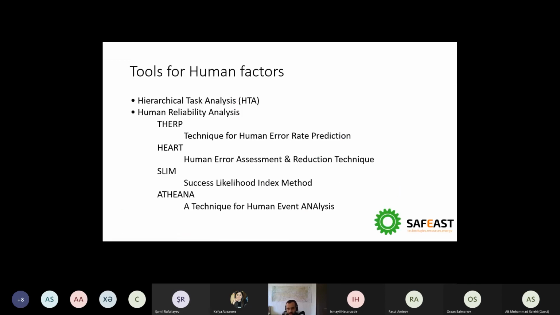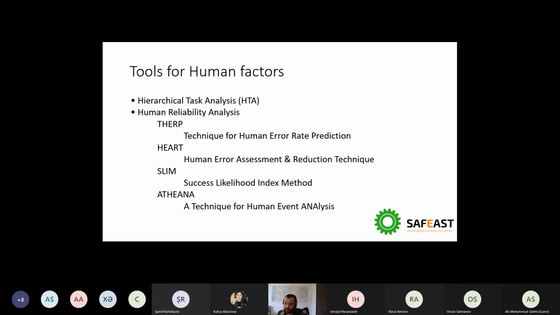There are different techniques we use to do human reliability analysis. One of them is hierarchical task analysis, basically to identify the hierarchy of the task. The second tools are for reliability analysis, where we are trying to understand the human reliability. You see THERP, the technique for human error rate prediction. With that, out of one task, you do this exercise to understand the human error rate out of this activity. There is also HEART, which is the human error assessment and reduction technique. Again, you do the same sort of human reliability analysis.